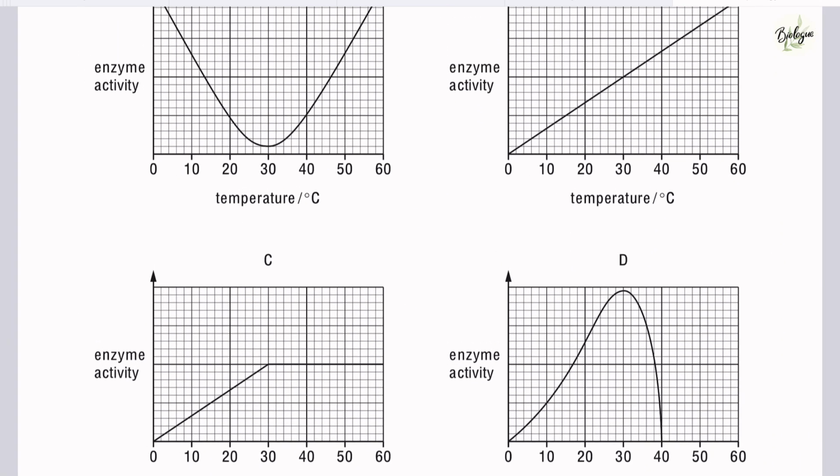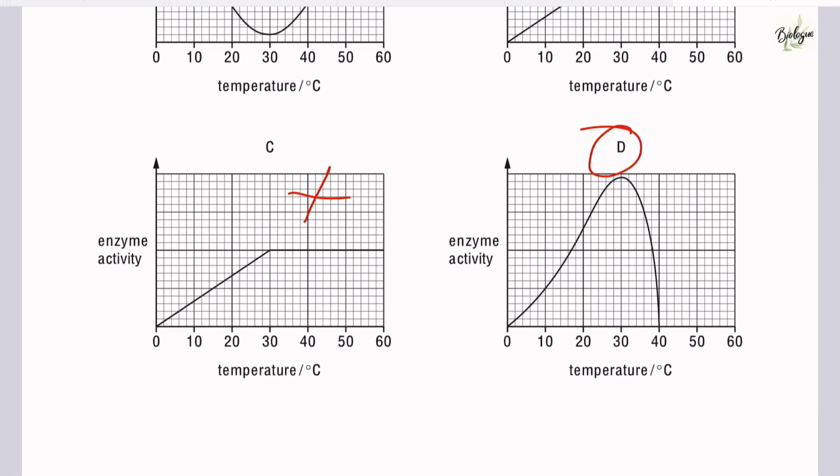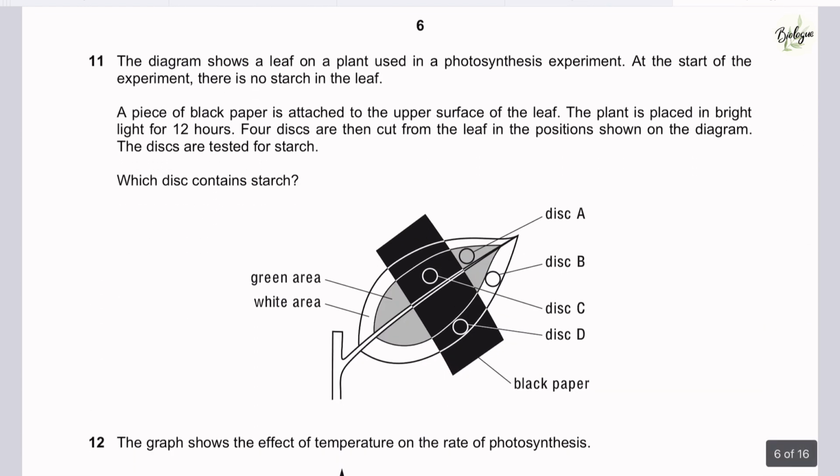So yeah, I think when you look at it, this is an inverted bell-shaped graph, this one, so that's not the case. It's not linear for sure, so then these two options would cancel out. Therefore, this looks pretty much right. So D is the correct option. Next one is question 11. The diagram shows a leaf on a plant used for a photosynthesis experiment.